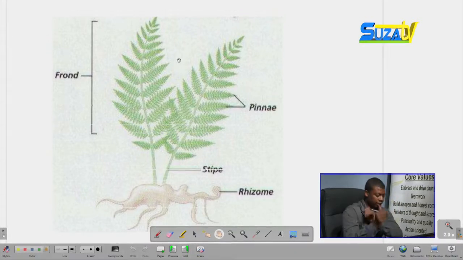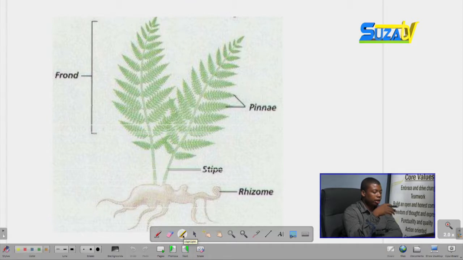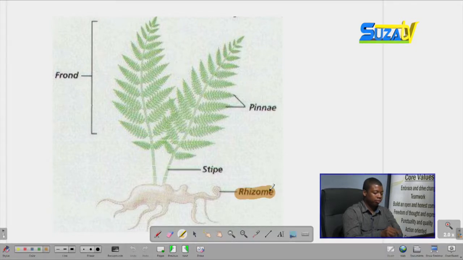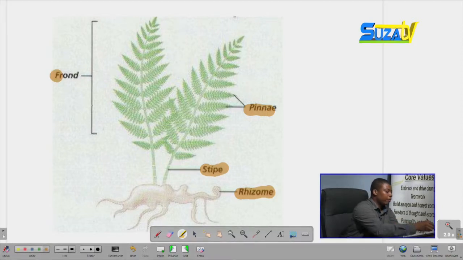And here we have seen that there are many parts which have been mentioned. For instance, there's the rhizome, which is the root-like system. We have the stipe, which acts as a stalk. We have the pinnae, which act as leaflets. And we have the frond, which acts as the leaf.